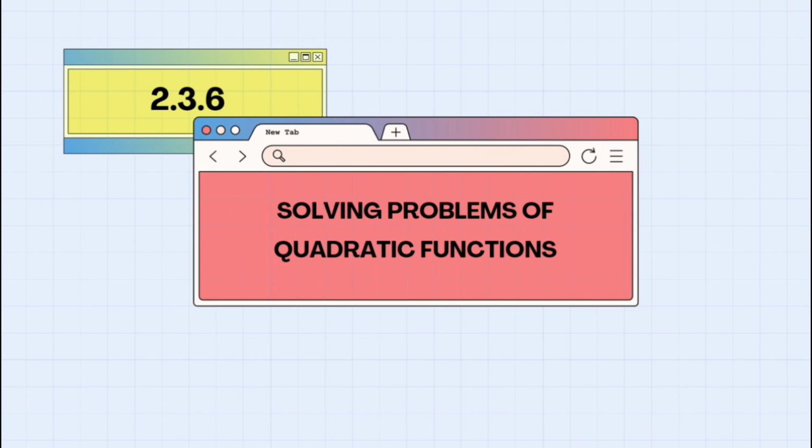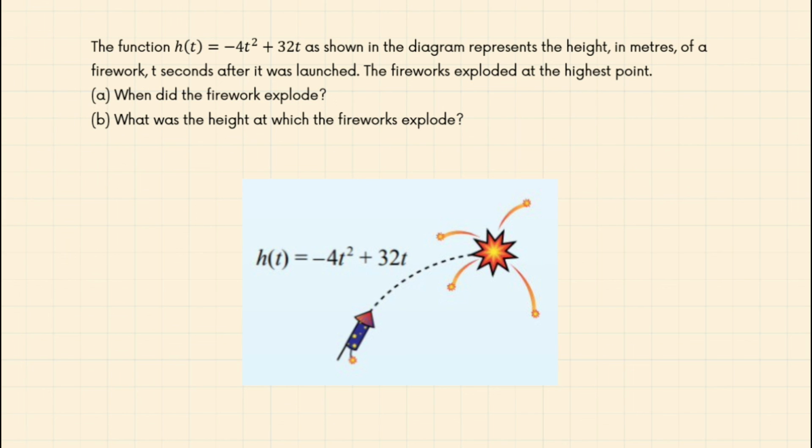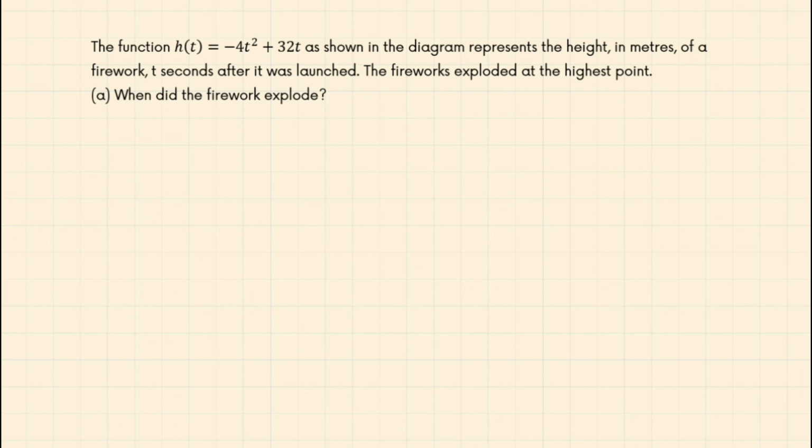Now, let's move to the last part of this chapter, which is lesson 2.3.6, solving problems of quadratic functions. This part might be tricky, but if you understood all the knowledge learned in previous subtopics, then you should be able to solve the problems. The function h of t equals negative 4t squared plus 32t, as shown in the diagram, represents the height in meters of a firework t seconds after it was launched. The fireworks exploded at the highest point. Question A. When did the firework explode?